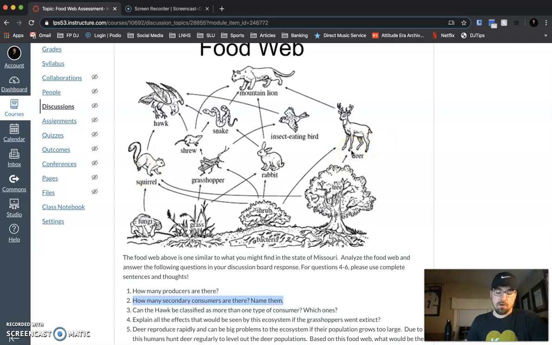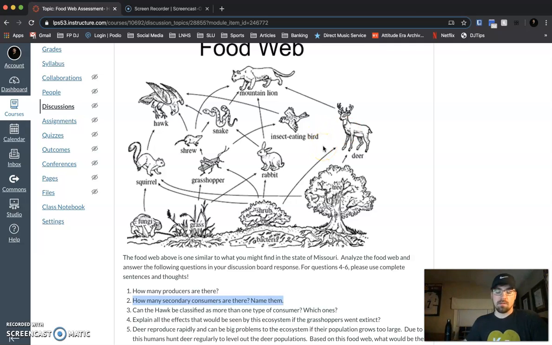So there are, let me double check, make sure I got it right. There are 5 secondary consumers in here. Okay, we have the hawk because it eats the squirrel. We have the shrew because it's eating the grasshopper. The snake because it eats the rabbit. The insect-eating bird because it eats the grasshopper. And then the mountain lion because it's eating the deer. Okay, so those would all be secondary consumers to an extent.